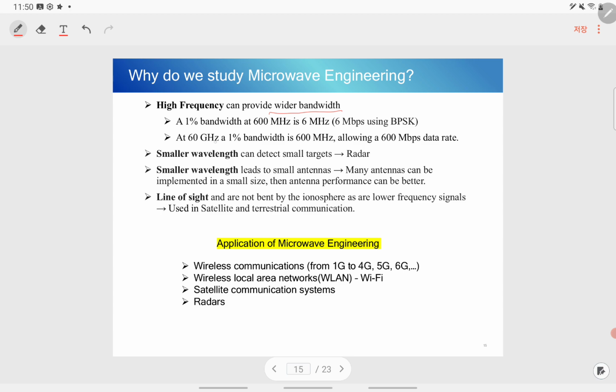Data rate, right? If we imagine 600 megahertz, 1% means 6 megahertz. BPSK is a digital communication modulation, so you don't need to worry about it, but this modulation provides 1 megahertz to 1 bit per second. So basically, if we have more megahertz, we will have more bits per second.